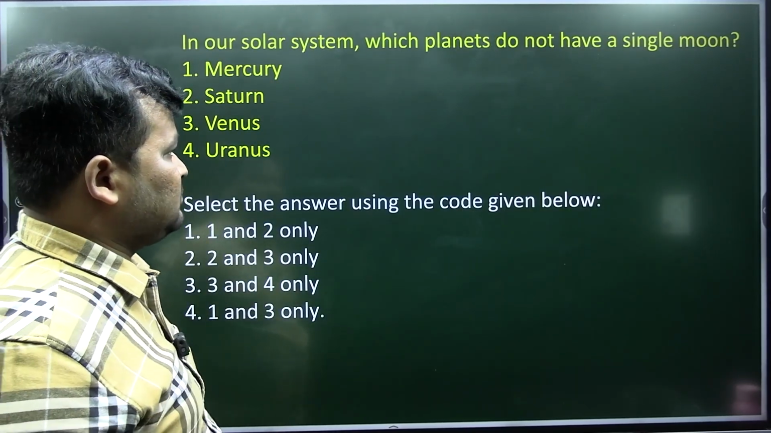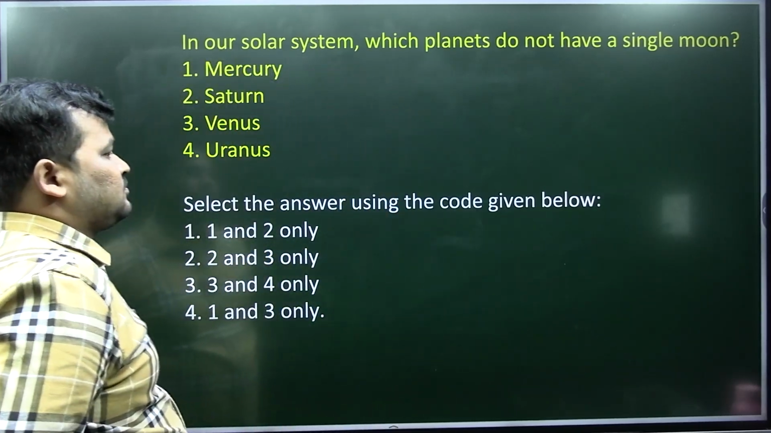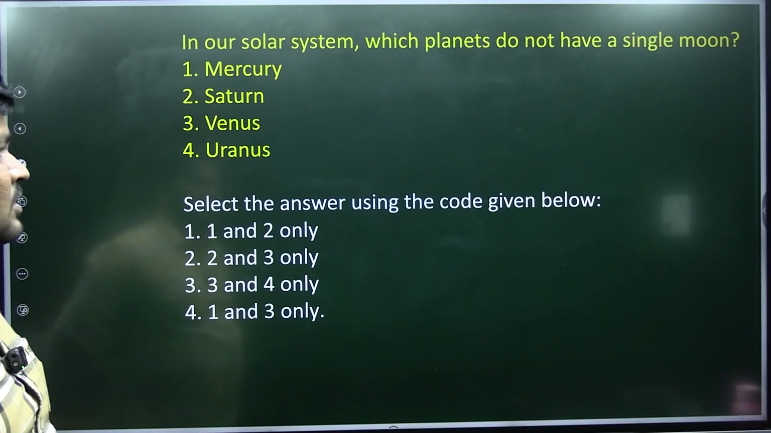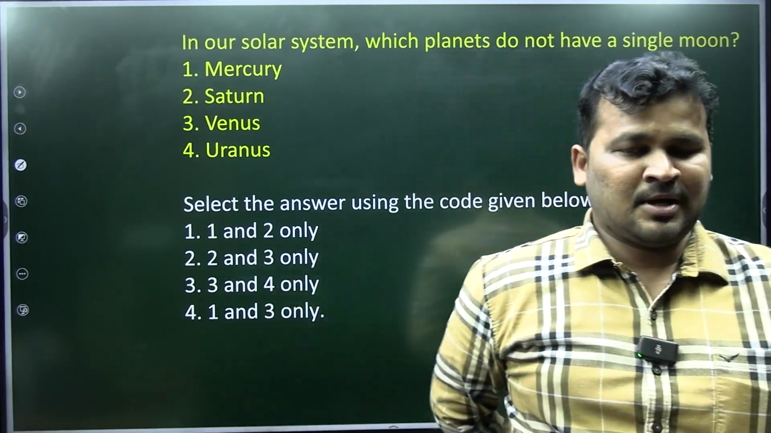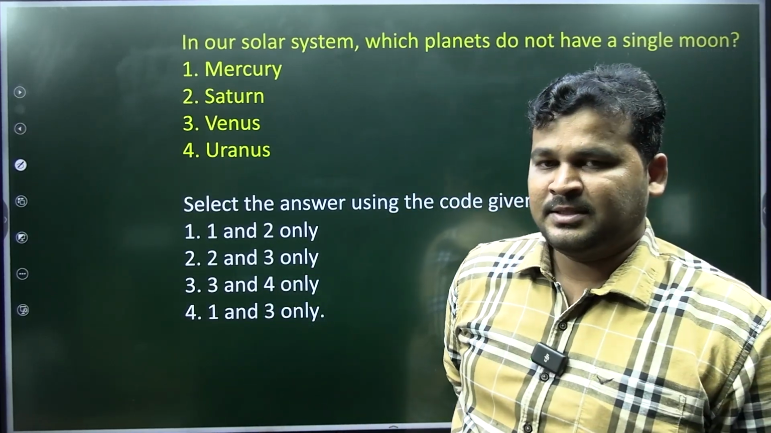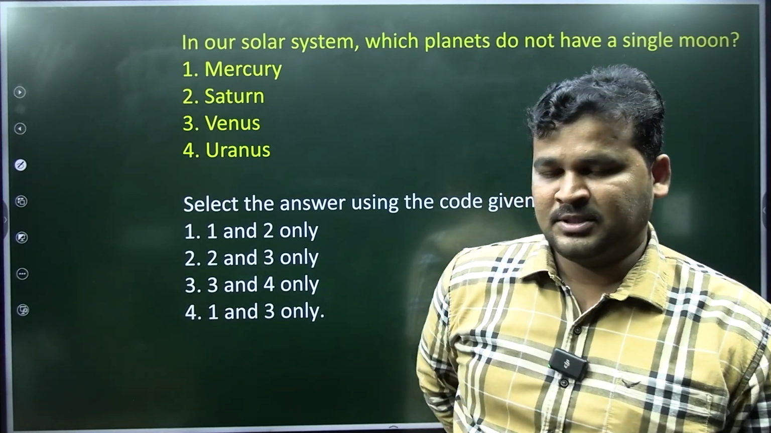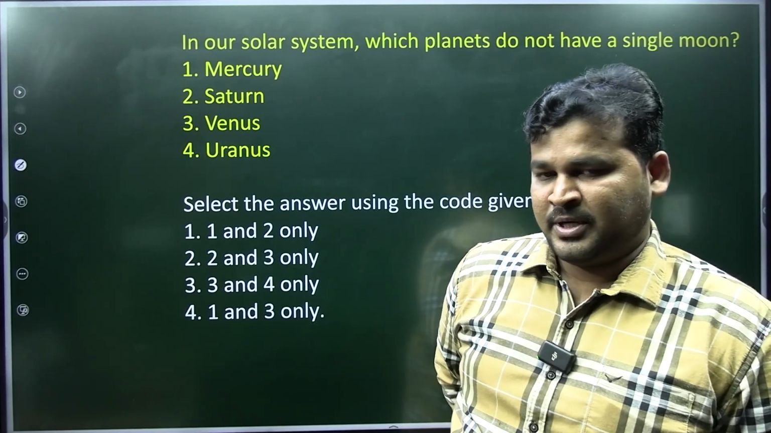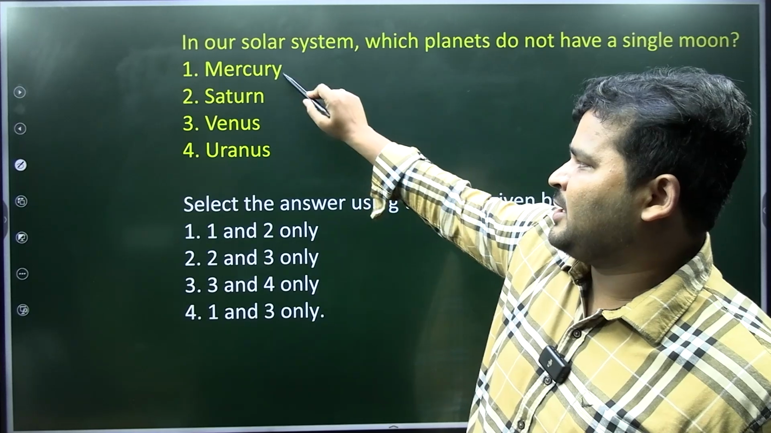In our solar system, which planets do not have a single moon? He is asking which planets don't have at least a single moon. Which planets don't have any moon? So what is the answer? Mercury and Venus. They both don't have moons.